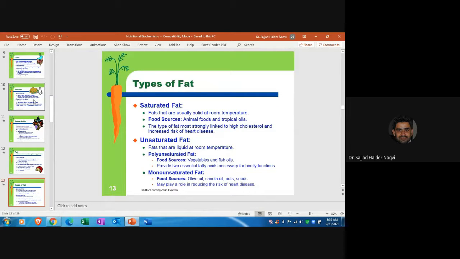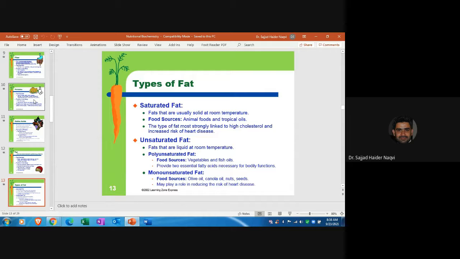Some of them you already have gone through when we discussed the lipids earlier on. We know saturated fats, we know unsaturated fats. Saturated fats are where all the valencies of the carbon are satisfied with a single covalent bond, and animal foods and tropical oils are of this category. Saturated fats are usually solid at room temperature.